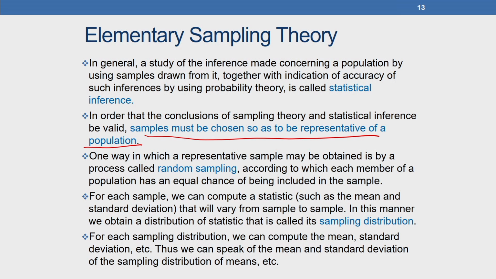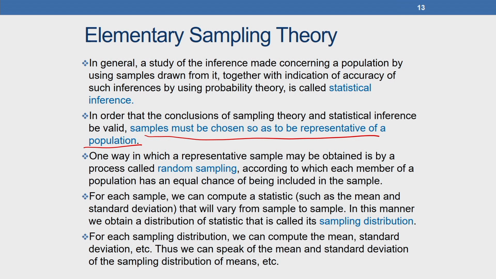However, it is carried out, and publications also make references to non-probability sampling. It has in a way become practice to make use of non-probability samples, particularly with regard to social studies or development research methods. Now, one way in which a representative sample may be obtained is by a process called random sampling, according to which each member of a population has an equal chance of being included in the sample. I will elaborate on random sampling in some time, so we will keep it for later.